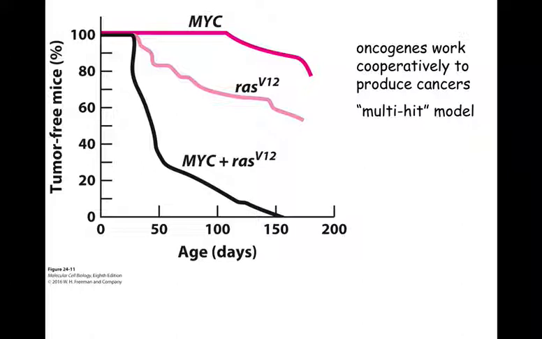But if we look at MYC and RAS together, it's not just the incidence of MYC plus the incidence of RAS, it's worse than that. If MYC and RAS are expressed together, you get a multi-hit effect, and it's much worse for the mouse than one oncogene being expressed. And unfortunately, one oncogene being expressed can make it more likely that a second oncogene would be expressed.